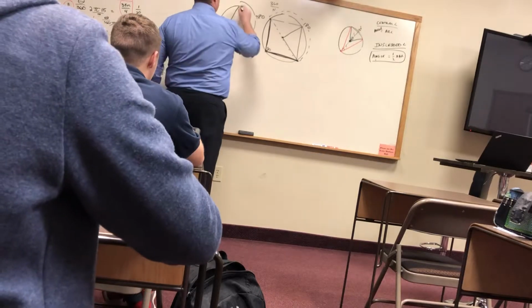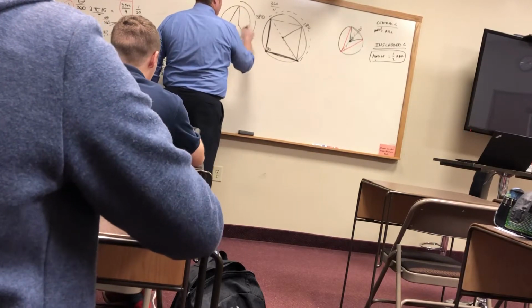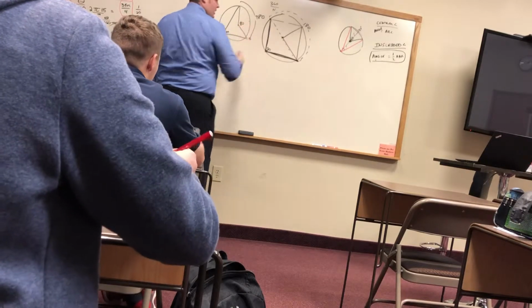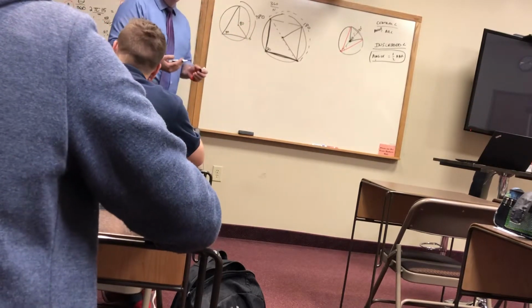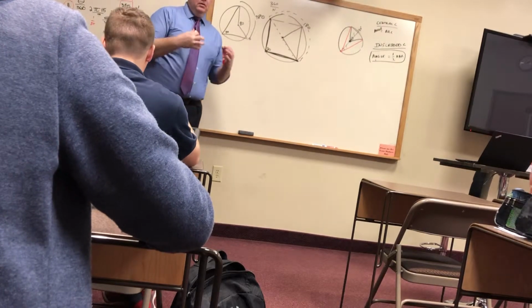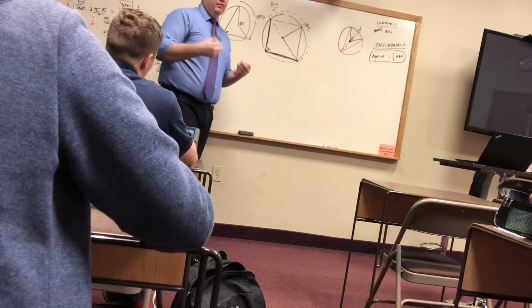If I have this, and this is 80, what's this? That would be 40, because it's one radius. Does that make sense? It's only one radius. Okay, is that fair? Are you following me on this inscribed angle thing?